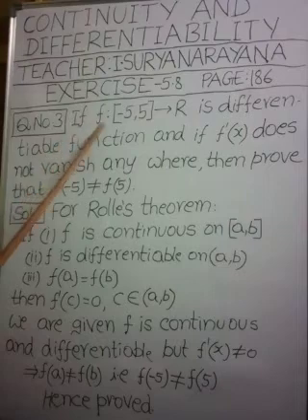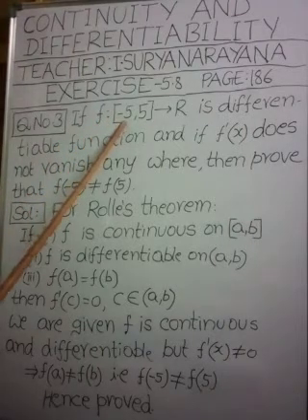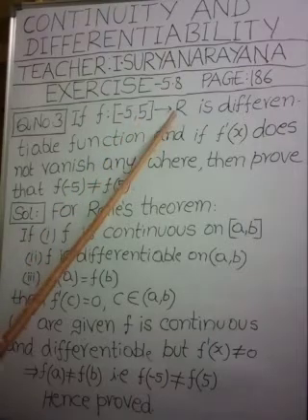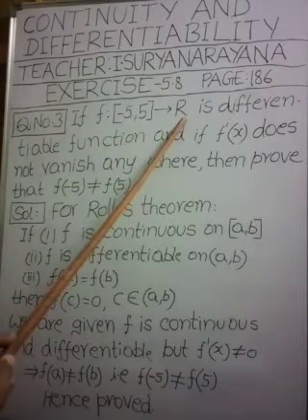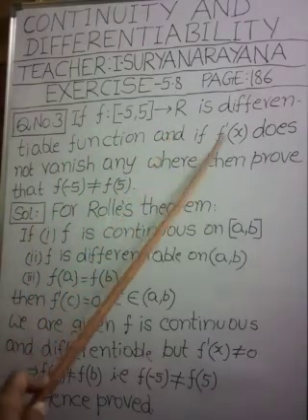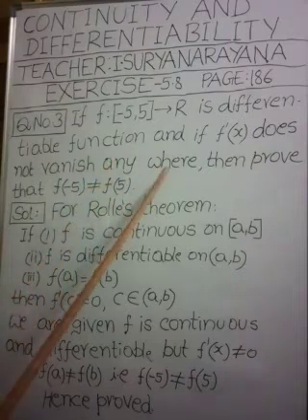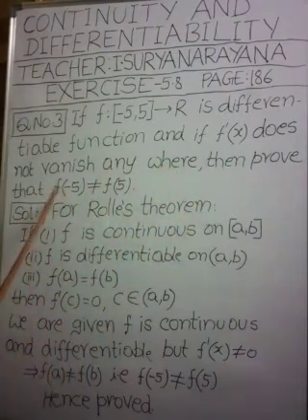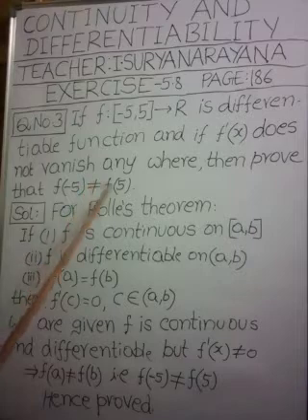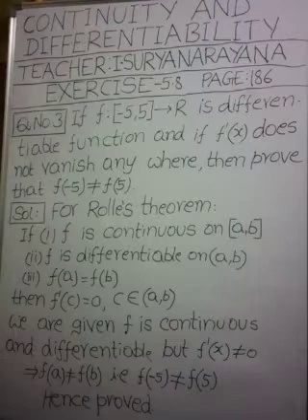If the function f is defined from the closed interval -5, 5 to capital R, that is real numbers, is a differentiable function, and if f dash of x does not vanish anywhere, then prove that f of -5 is not equal to f of 5. Understood the question, my dear children? What is the function here? F.